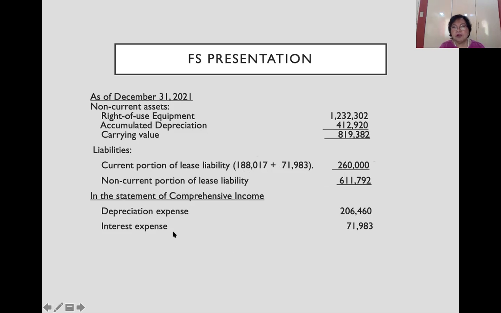In the statement of comprehensive income, what will be presented? So you are to present depreciation expense of 206,460, and you have to present as finance cost the interest expense of 71,983. If there are any executory costs incurred by the lessee, then you have to present them as expenses based on your appropriate expense recognition principle.